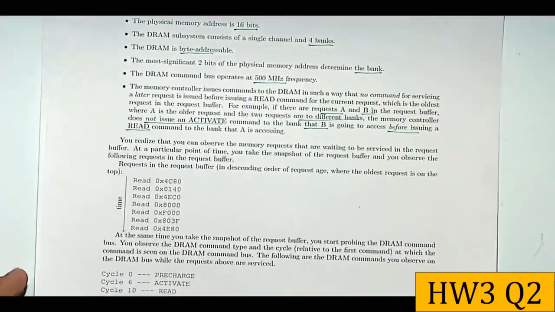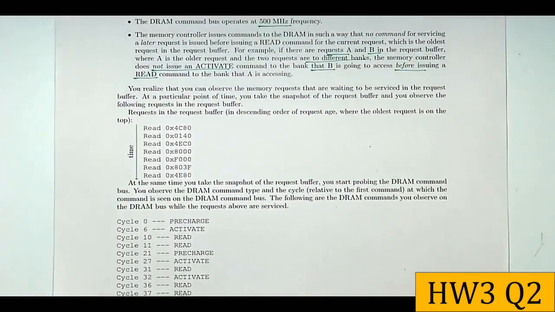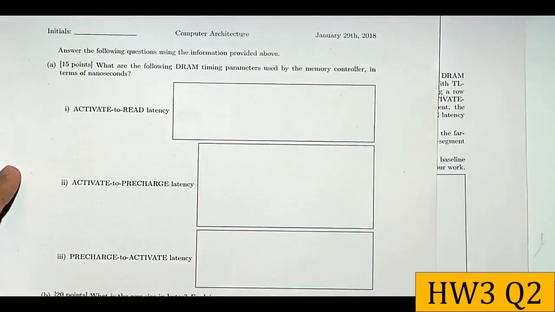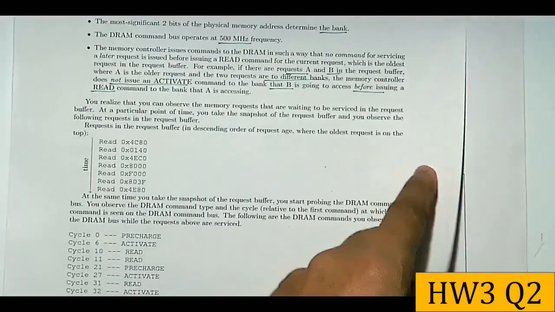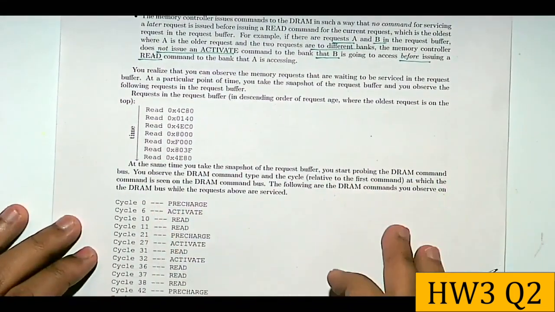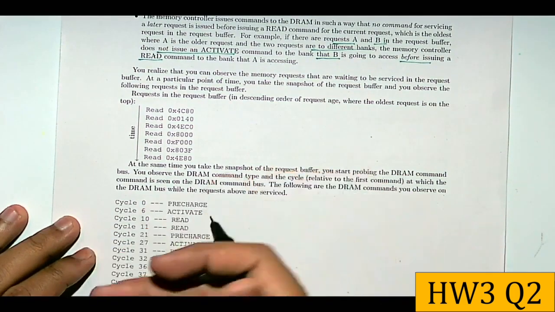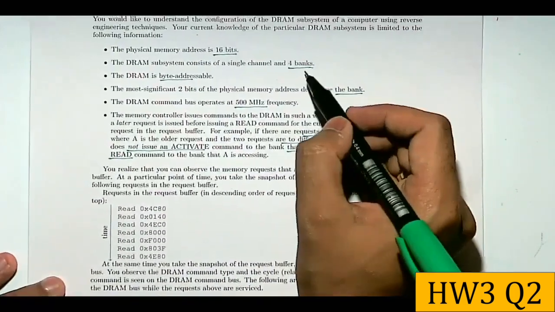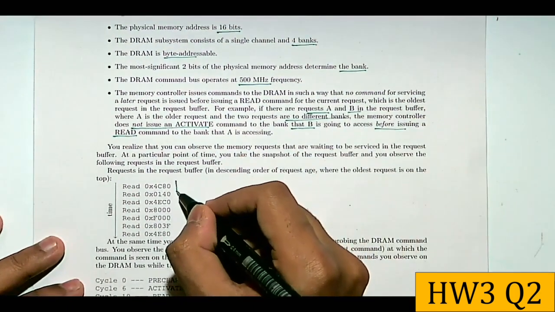So now let's see, if we know this kind of information, how we can reverse engineer the system and get some data out of it. The first question is the activate to read latency. Before answering any question like this, let's first decode the information we currently have. We know how to get the bank information from these addresses. So let's get the bank numbers first, okay?